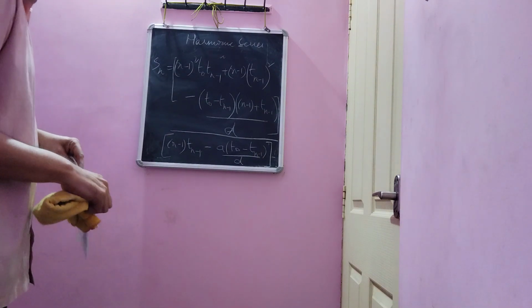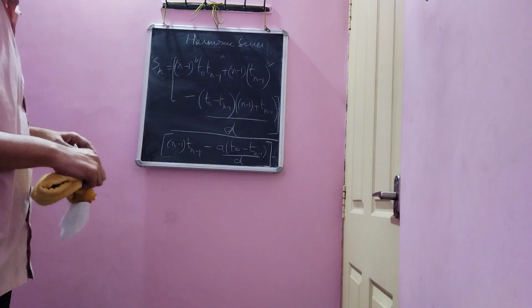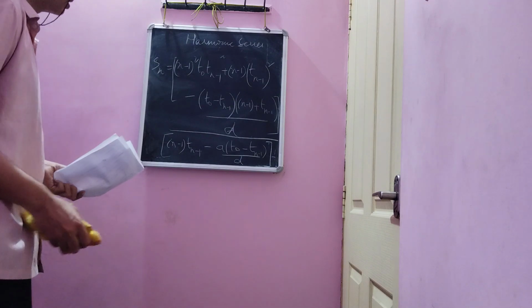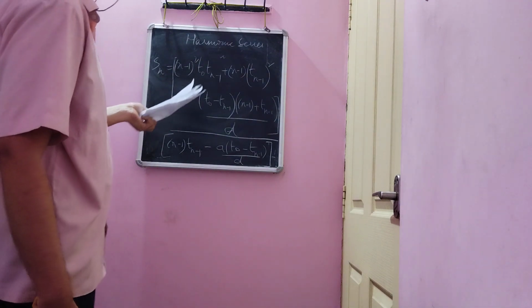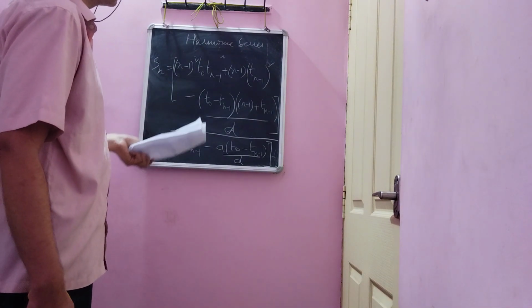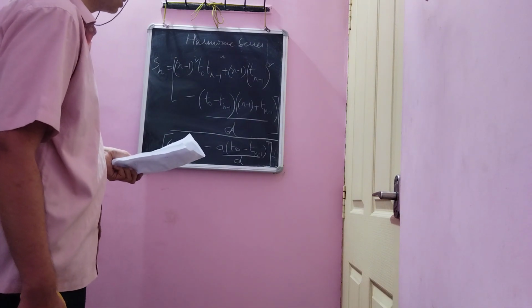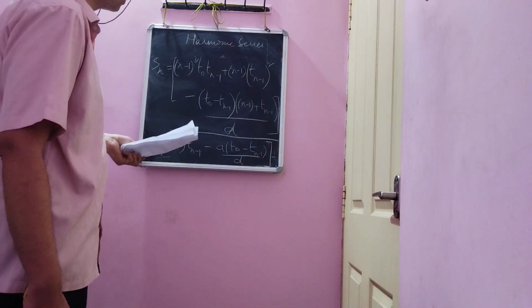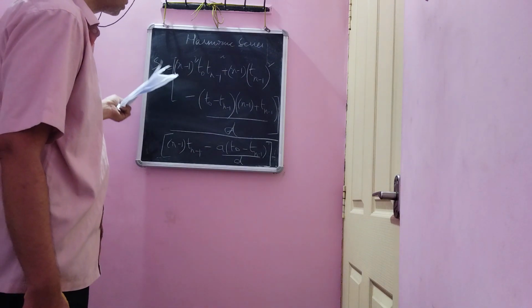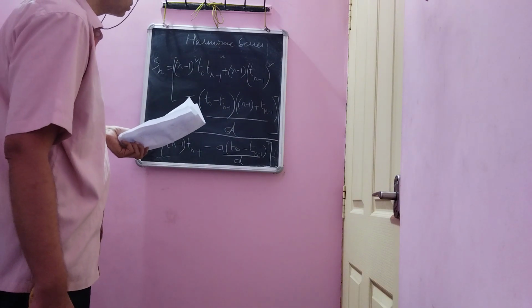This is the sum to n terms in terms of the harmonic series. Given the value of n, T0 is equal to 1 by a, Tn minus 1 is 1 by (a plus (n minus 1) into d). So a and d are known, n is known. Sum to n terms of the series is also known.